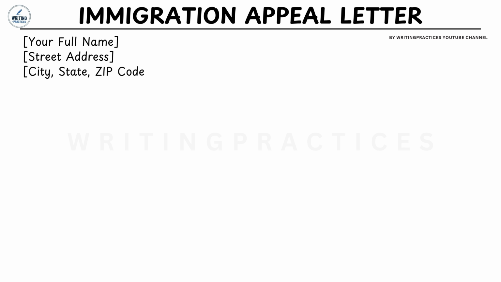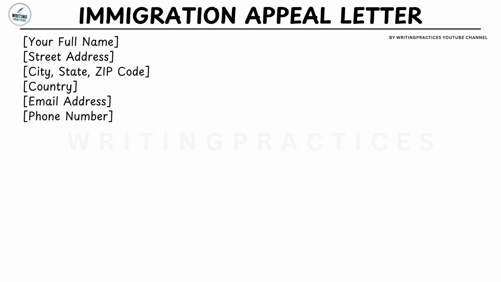An immigration appeal letter is one of the most important documents you may ever need to write if your visa, residency permit, work permit, student visa, or permanent residence application has been refused. A poorly written appeal can result in delays, rejection, or even the loss of your opportunity to enter or remain in a country. This is why your appeal letter must be clear, factual, professional, and strongly supported by evidence. It is your formal chance to explain your case, correct misunderstandings, and provide additional information that could change the immigration officer's decision. So, let's learn how to write it properly.